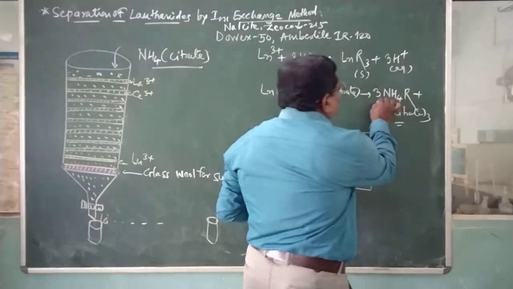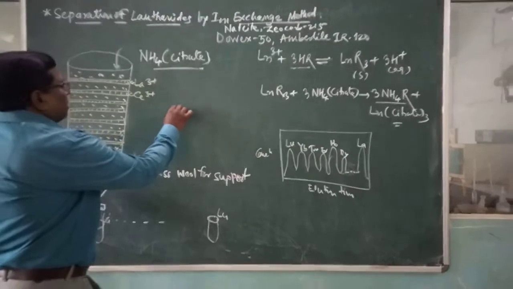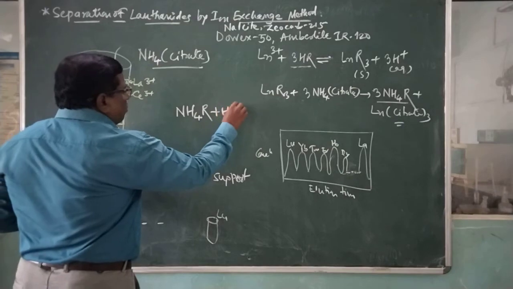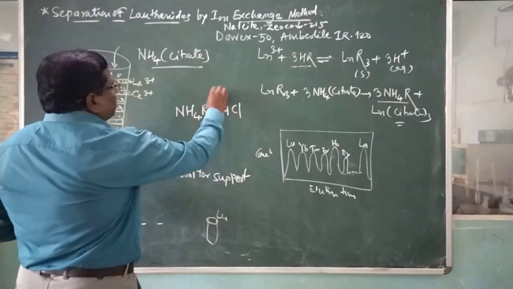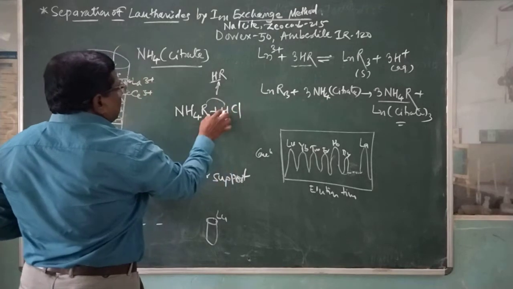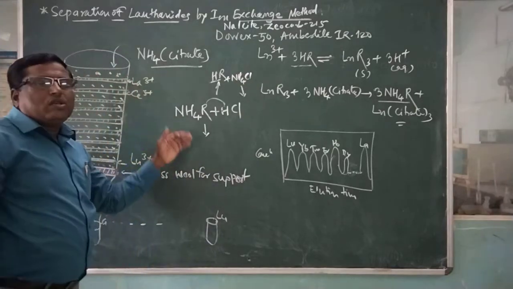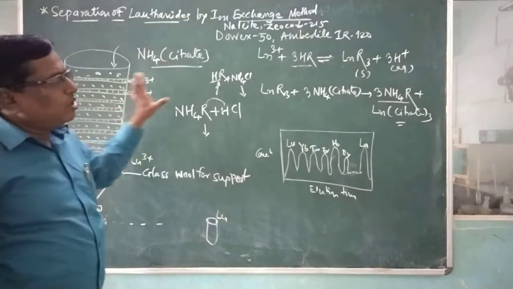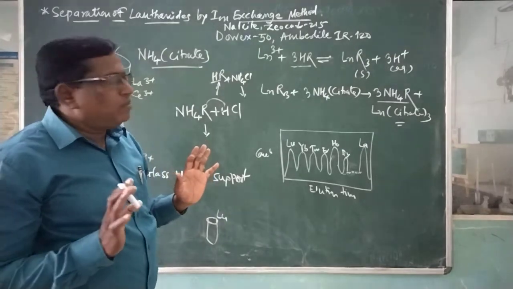When we have taken NH4R, which is the resin part, we should add HCl here. When we add HCl, the RH part will be regenerated. Here HR is obtained, which we used earlier. This HR plus NH4Cl, and the NH4Cl goes below, and the resin column is regenerated. It can be used continuously. There is no wastage of the resin.